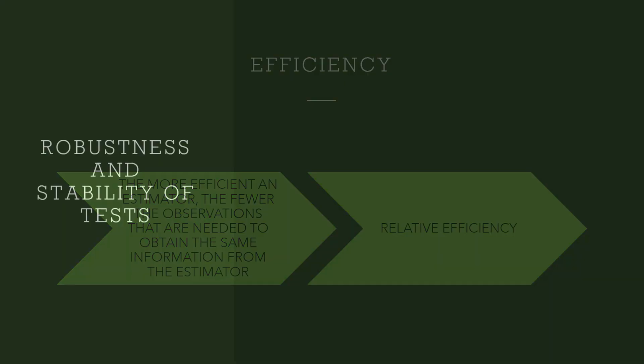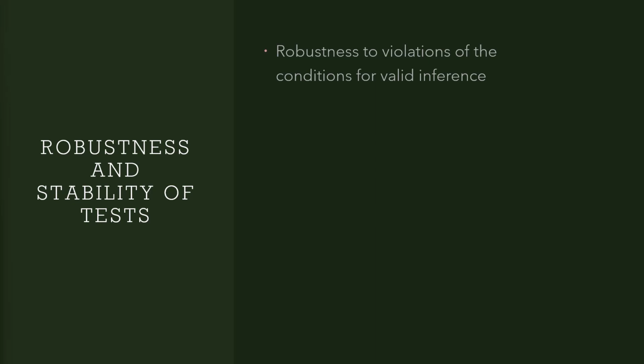The final characteristic that I'm going to talk about in this video is the robustness and stability of tests. When I hear the word robustness, I hear it in two different contexts. First, robustness to violations of the conditions for valid inference. That is, how well is your method providing you the probabilities that you believe it should be providing you if the conditions necessary for valid inference when you use the method are not actually true? For example, suppose you were using the t-test and you set a type 1 error rate at 5%. Is the t-test indeed holding your type 1 error rate at 5% if you don't have a normal distribution of scores? That's a robustness question.